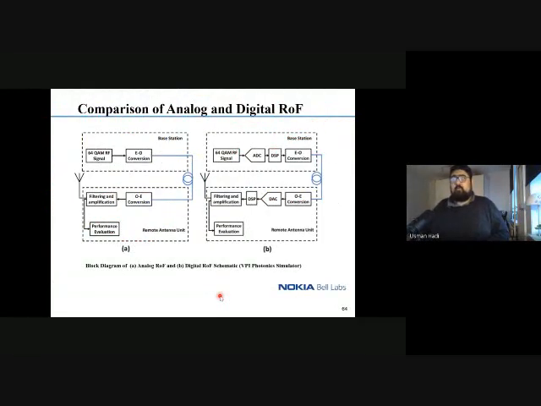Just to show you how it compares with the analog one: you have the analog ROF, where you have no circuitry, just the laser, the fiber, and the photodiode, and then the performance evaluation. While in the digital one, you have digital signal processing circuitry, you have ADCs, you have DACs, then you have DSP again. So you have a lot of overheads in terms of implementation.